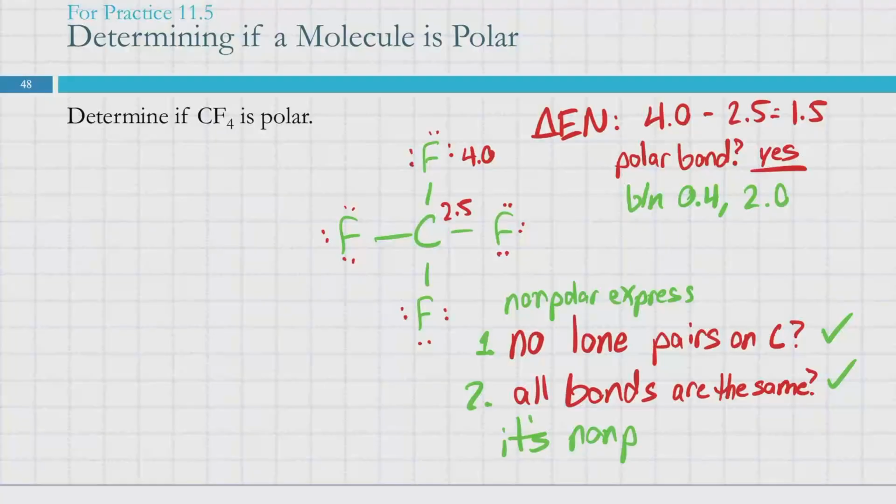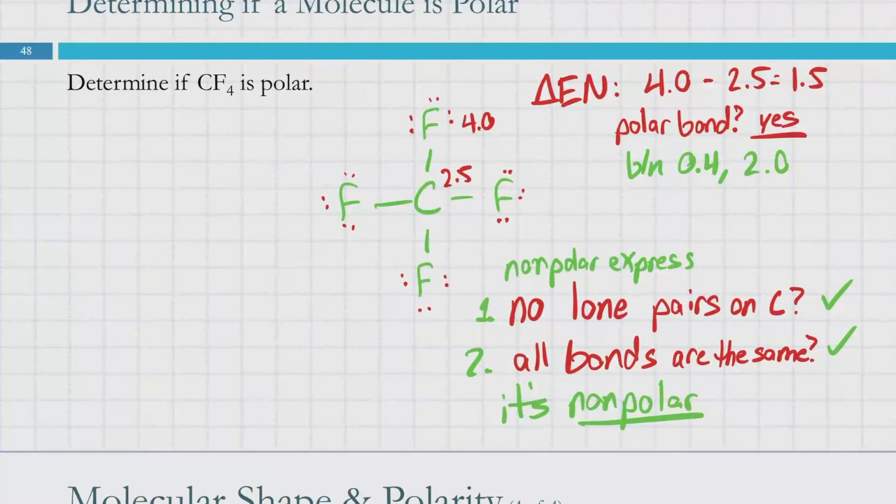It's the nonpolar express, not the polar express. The polar express is a film that we watch at Christmas time. So if both points check, if both points pass, it's nonpolar. So CF4 is nonpolar. We could also do it with the vector addition method, but I don't want to do that. This is annoying to draw in 3 dimensions.